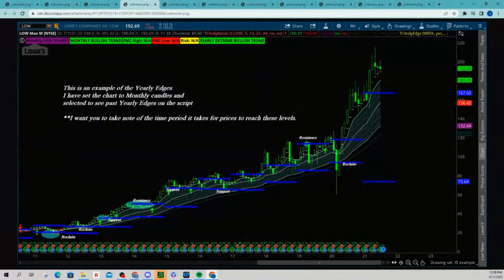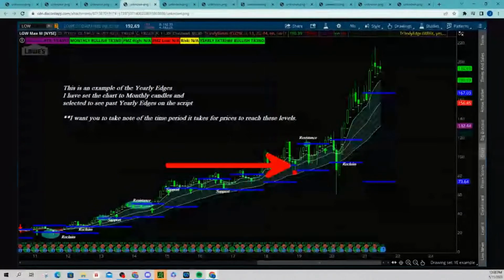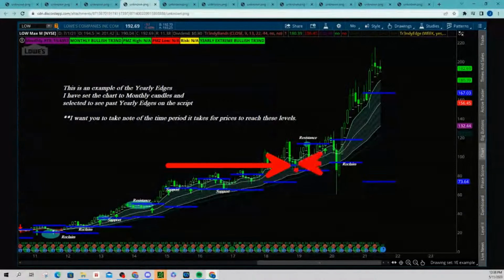It's important to see the levels work. And although one may get flushed, it would be smart to create an alert on a reclaim. What I mean by that, folks, is just because a level gets flushed, it would be smart to put an alert here, and when it reclaims, I'm looking to go long.